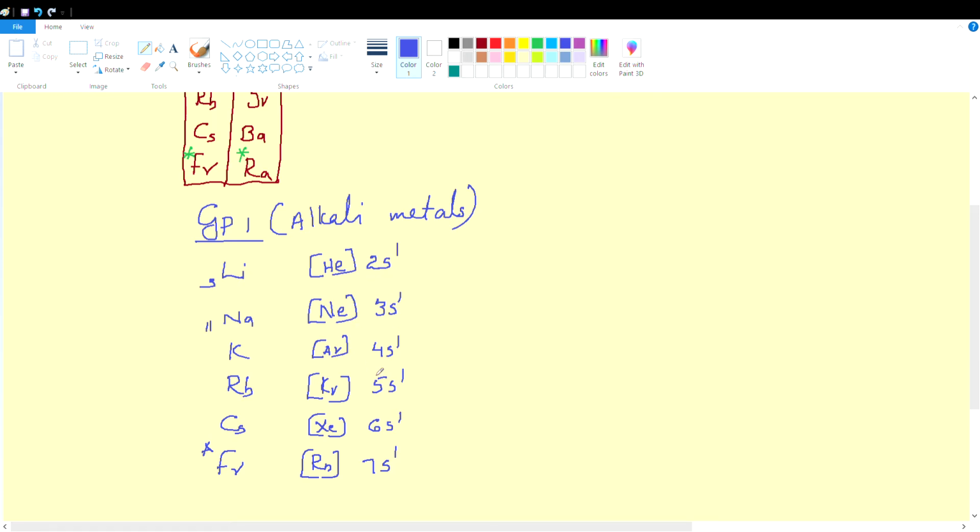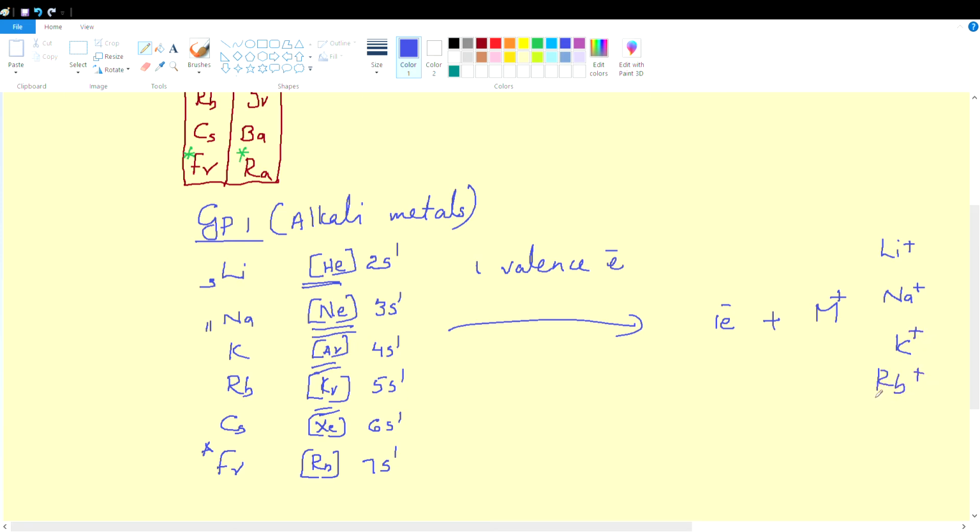See, the outer electronic configuration of all the Group 1 elements is similar: 2s1, 3s1, 4s1, 5s1, 6s1, 7s1. The outermost s orbital contains one valence electron. After losing this valence electron, they can attain the stable noble gas configuration. So these elements have a strong tendency to lose one electron. They readily lose one electron and form monovalent positive ions. Lithium forms Li+ ion, sodium forms Na+ ion, potassium forms K+, rubidium forms Rb+, and so on. They have a strong tendency to lose one electron because after losing one electron, they get the stability of a stable noble gas configuration.